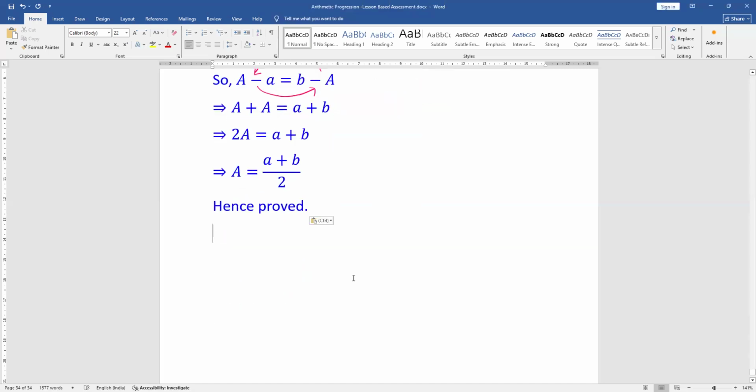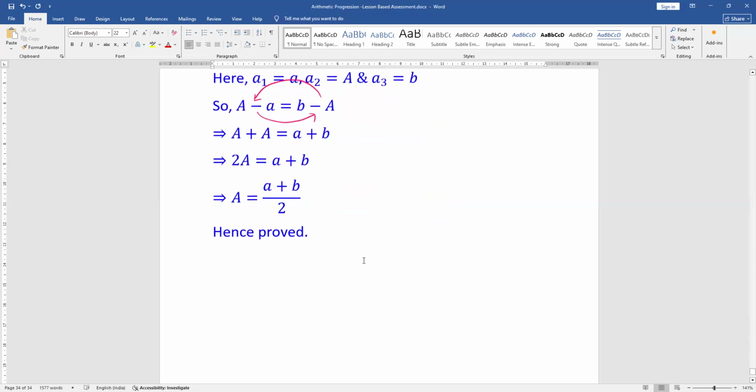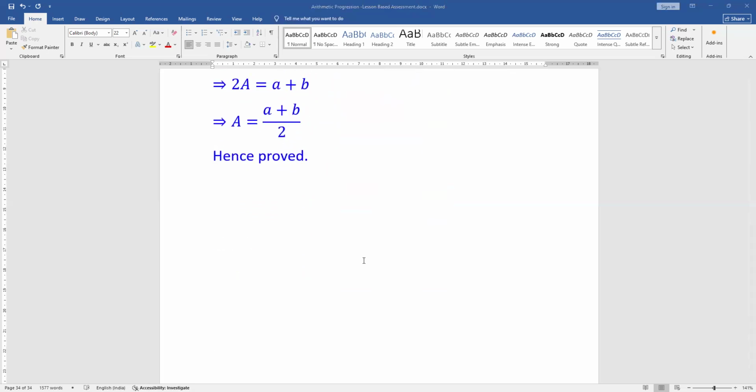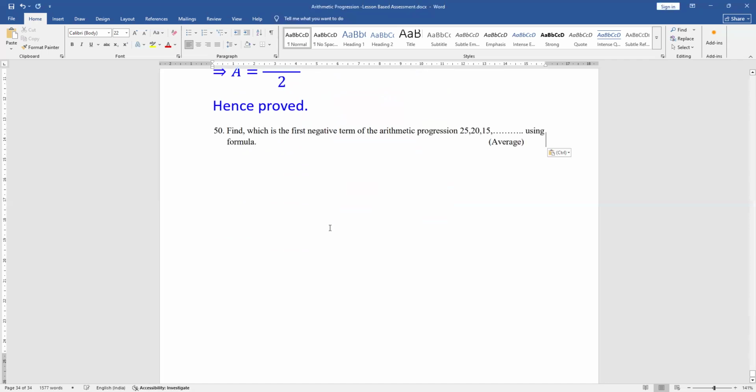It's just a simple idea. I move on to the next question, the 50th one. Find which is the first negative term of the arithmetic progression 25, 20, 15, and so on, using the formula.